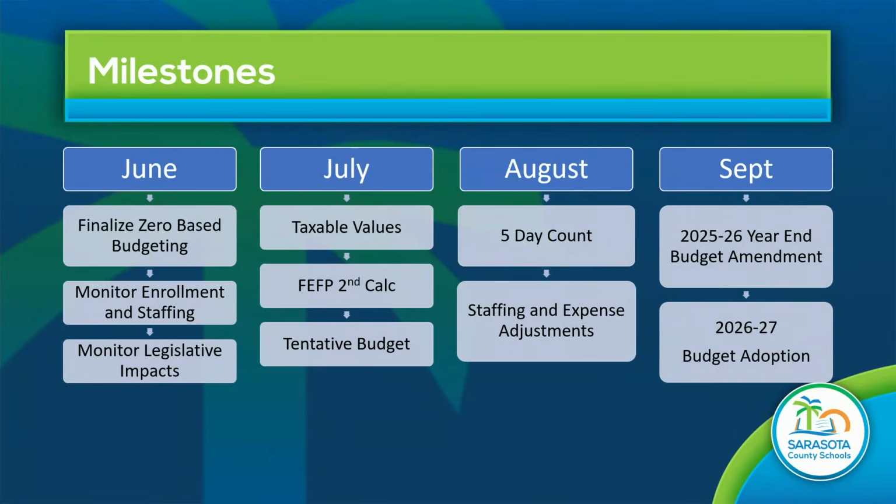So that's when the surplusing and the shifting occurs, which is not convenient for many people, but it is one of those necessary things that we have to do each and every year. After that settles, we'll bring back for adoption in September the final budget. And we will close out this current school year's budget with the final budget amendment.